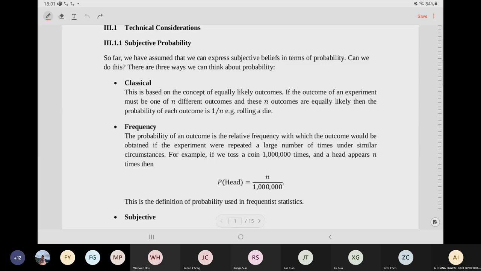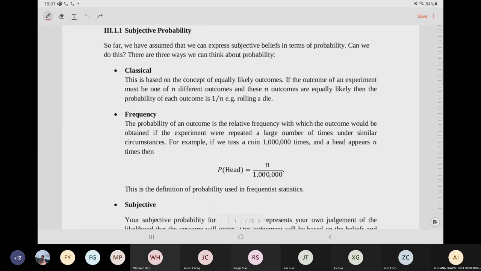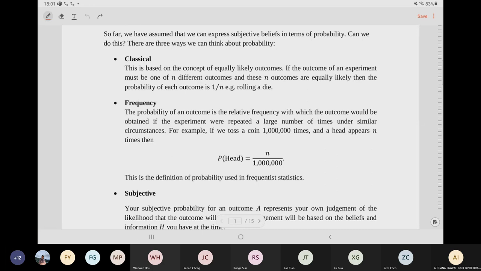And the second one is, when we have a relative frequency, we repeat the experiment a large number of times, right? And we look at the number of times a certain event happens, right? And the relative frequency is the number of events that happen over the total number of experiments. Okay, so this is what we usually do when we find the estimate or whatever, they are all using the relative frequency.